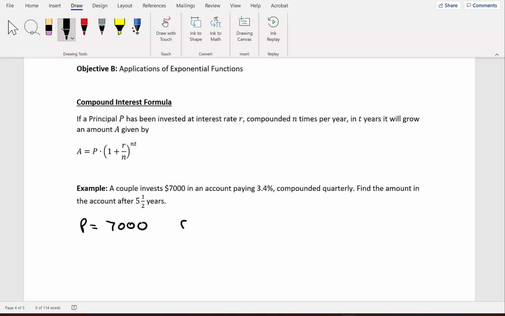Now we were given an interest rate. You have to change the percentage into decimal form, so 3.4% as a decimal would be 0.034. And then our n: since it says compounded quarterly, this is the number of times it's compounded in the year, so n is going to be equal to 4. It's compounded 4 times in the year. And then our time is 5.5 years.